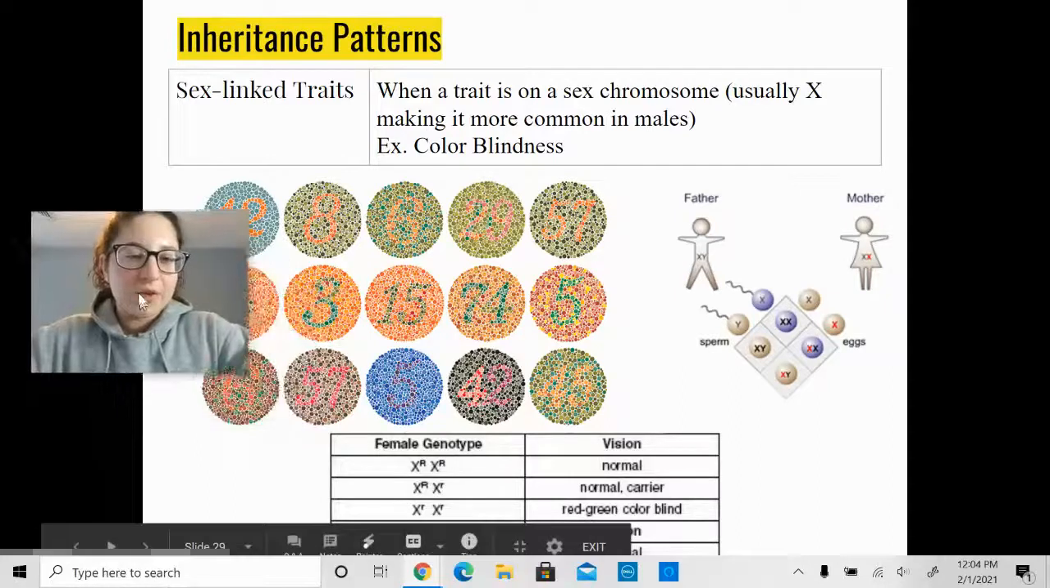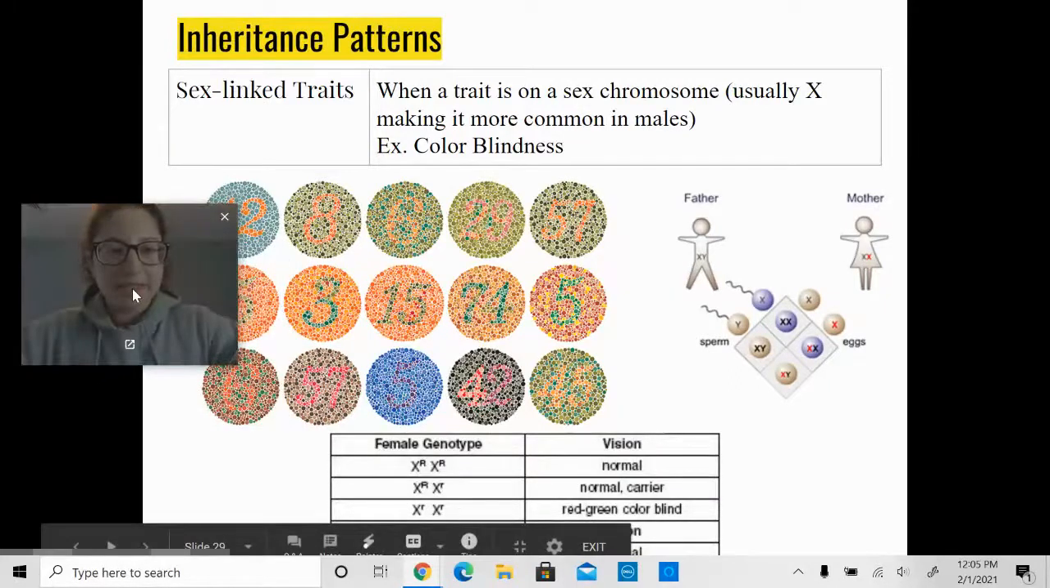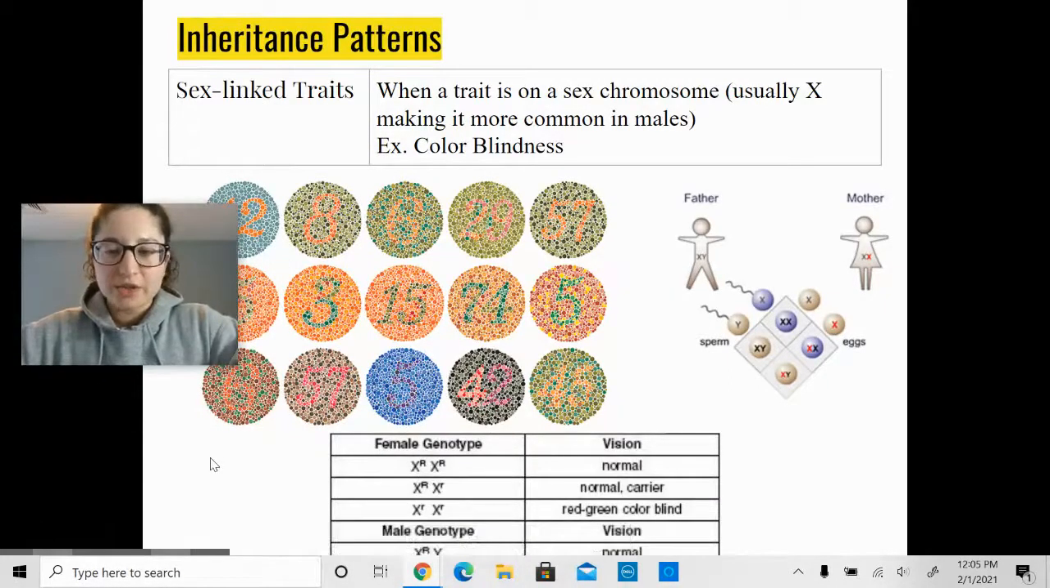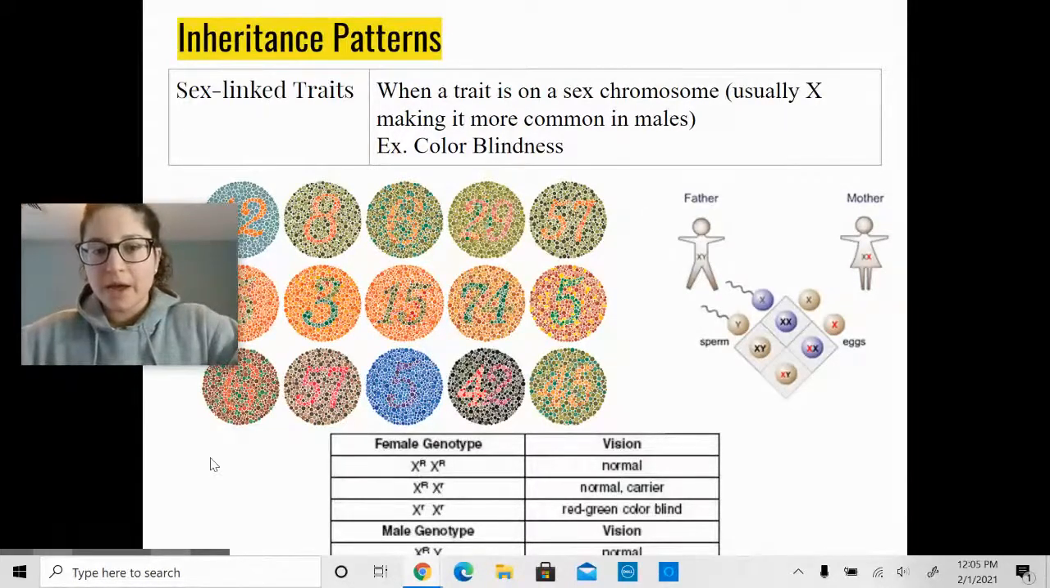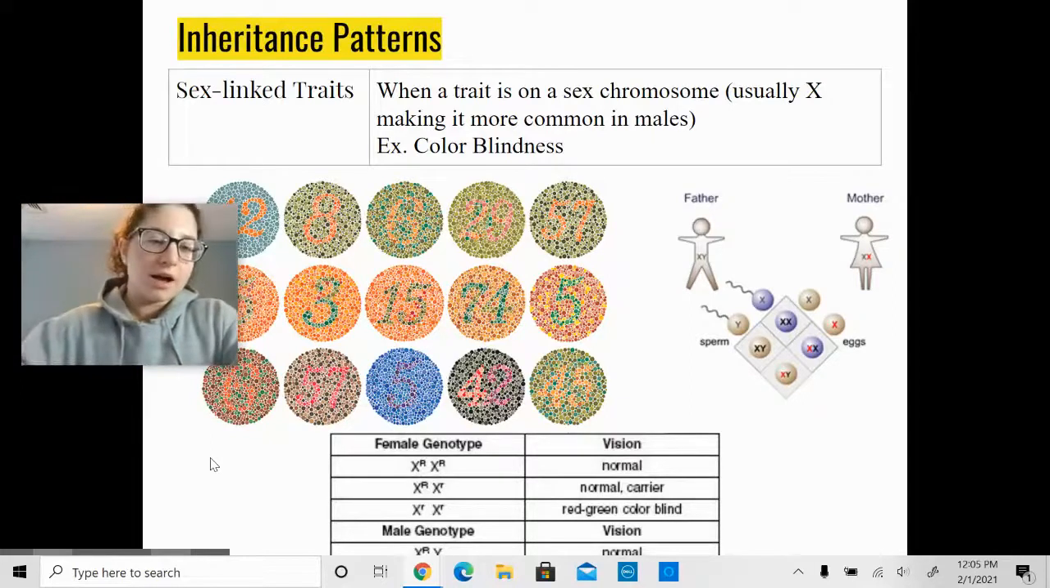All right, we have one more inheritance pattern, and this is a sex-linked trait. So for sex-linked traits, this is a trait that is carried on the X chromosome, which means that this matters if you are male or female. So again, I'm talking biological male or biological female here. I'm going to refer to this as just female and male.